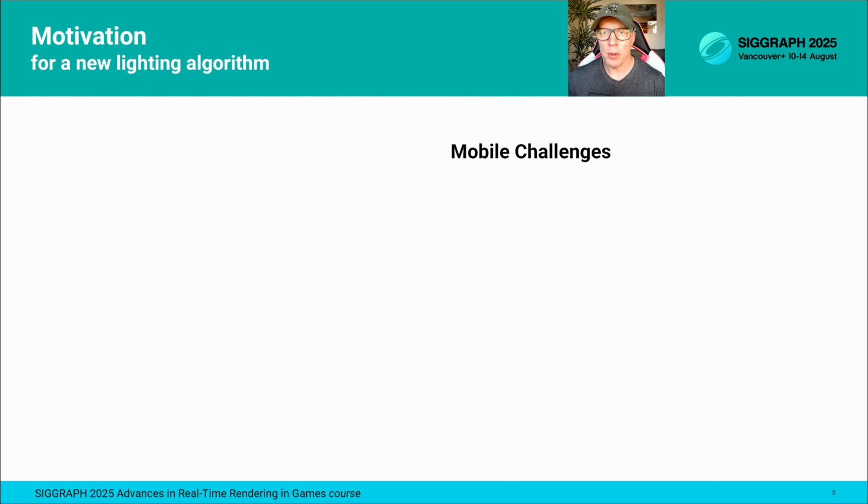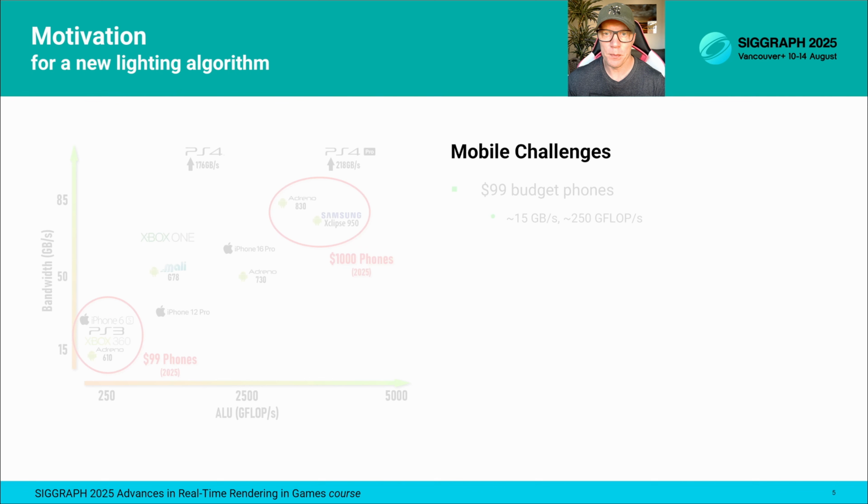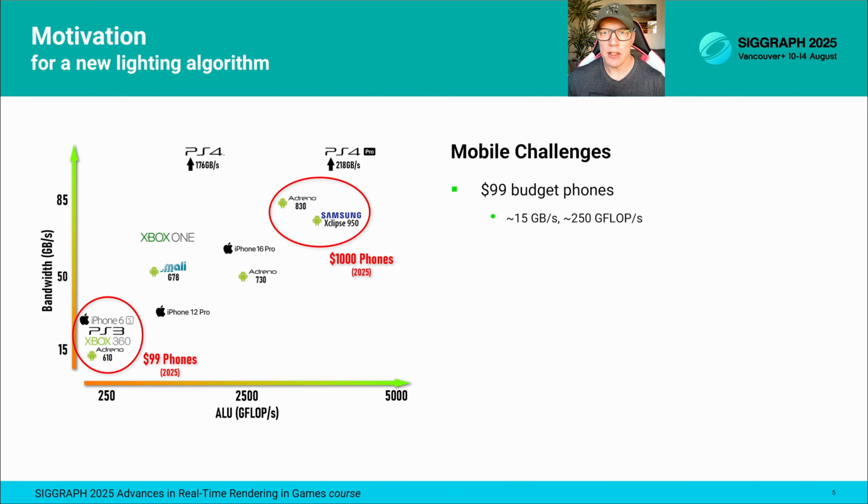To support local lighting on mobile phones, we need to deal with some unique constraints that significantly influence the lighting algorithm design. One of the most critical limitations is the memory bandwidth, which is very constrained on mobile, especially in the low end. $99 budget phones today have around 15 GB per second of peak bandwidth and around 250 gigaflops of ALU power, which is about the same as Xbox 360 and PS3 released 20 years ago. Even high-end phones peak only at around 85 GB per second. For comparison, Xbox Series X and PS5 Pro have over 500 GB per second of bandwidth and respectively 12 and 17 teraflops of ALU power.